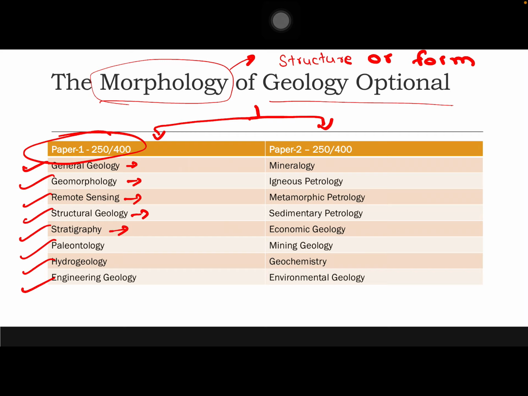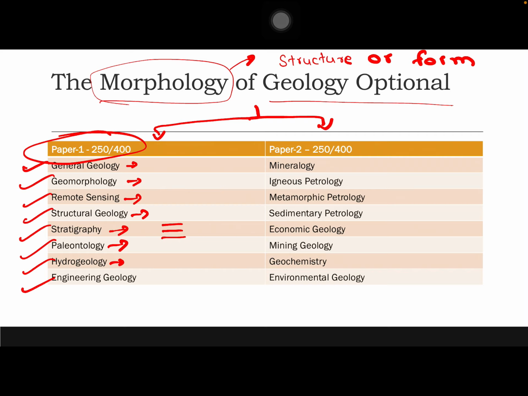Coming to stratigraphy, as the name suggests, it is the study of strata, that is the layers of rocks present beneath our feet going down to the bottom of the crust. Next is paleontology. It is the beautiful science which deals with the study of fossils, that is, life in the past of the earth. Next is hydrogeology, which deals with the crucial resource of groundwater.